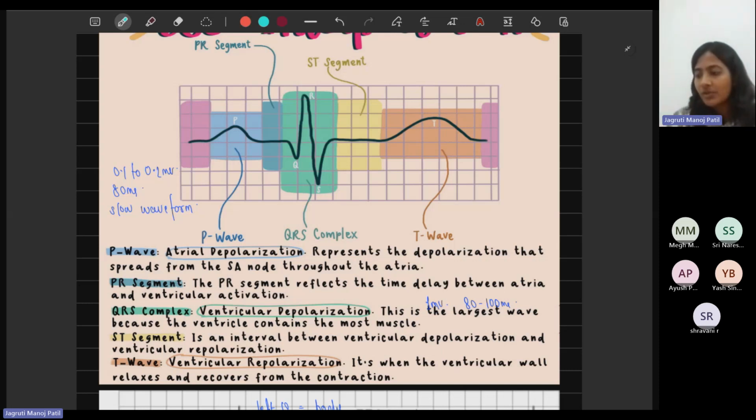Then the QRS complex, we all know that's ventricular depolarization. This is the largest complex that we have, where the ventricles have most of the muscle, hence a stronger signal over there. Then the ST segment is here, the yellow segment. The ST segment is an interval between ventricular depolarization and ventricular repolarization.